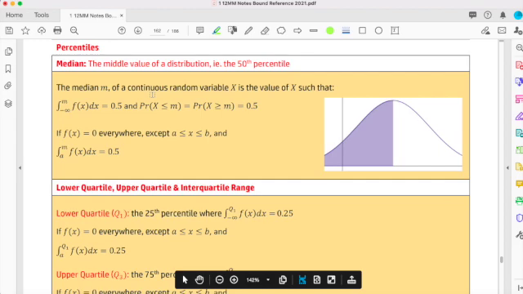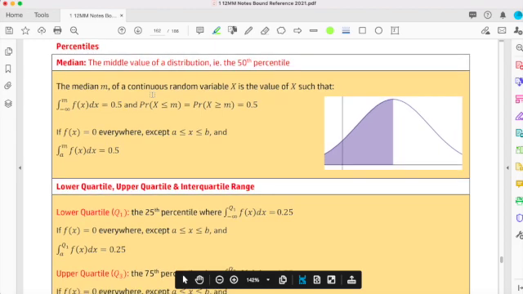And in case you've forgotten about medians, quartiles and interquartile range, just a reminder that your median is also called the Q2 or quartile number 2. That median is, for continuous distributions, defined as the x value that divides the function's area in half. So it's the halfway point on the area.